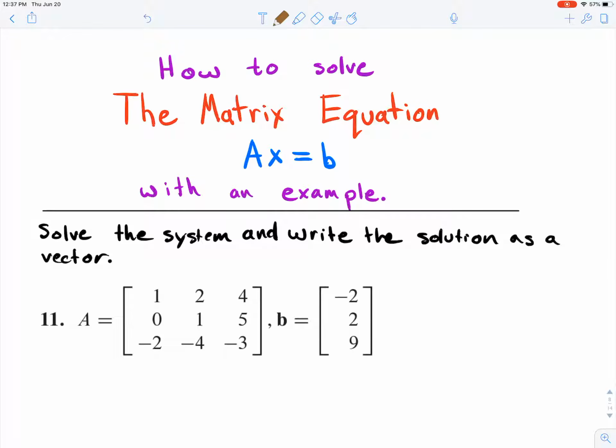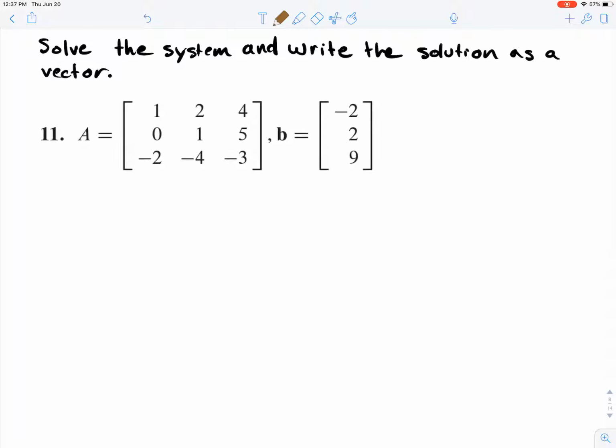Alright, let's make a quick video on how to solve the matrix equation. A typical exam question would be to give you a matrix A and a vector B, and then they want you to solve this equation. What does this mean? Well, it means they want you to find all vectors x such that this is true.